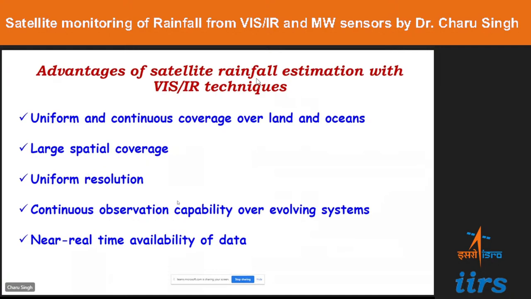Now the advantages of satellite rainfall estimation with visible and IR techniques. We get uniform and continuous coverage over land and oceans. We get large spatial coverage, uniform resolution, continuous observation capability over evolving time, and near real-time availability of data sets.